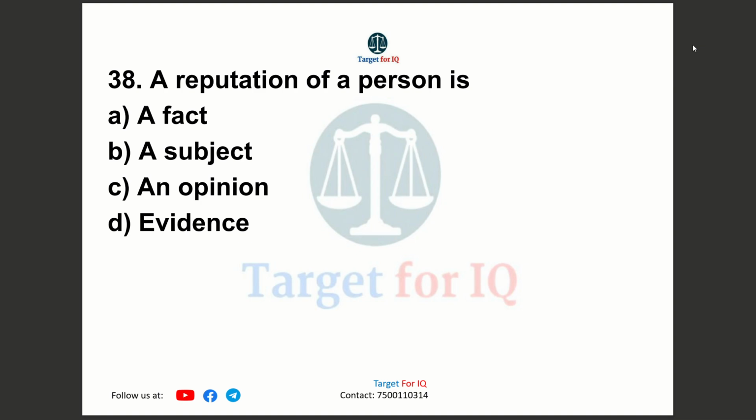Question number 38. A reputation of a person is option A, a fact. Option B, a subject. Option C, an opinion. Option D, evidence. The correct answer to question number 38 is a fact.